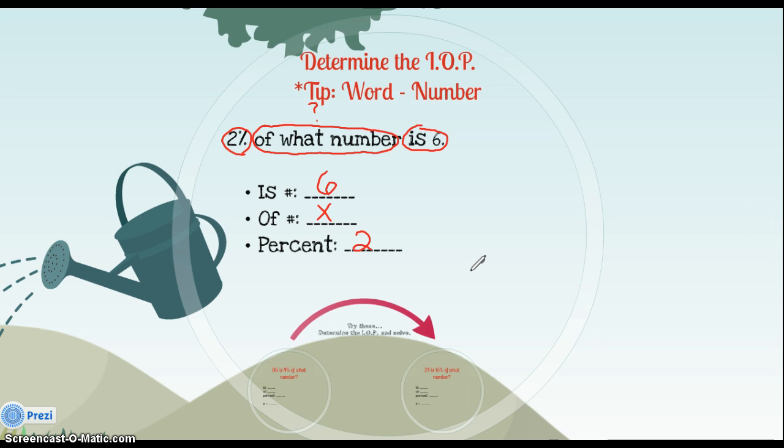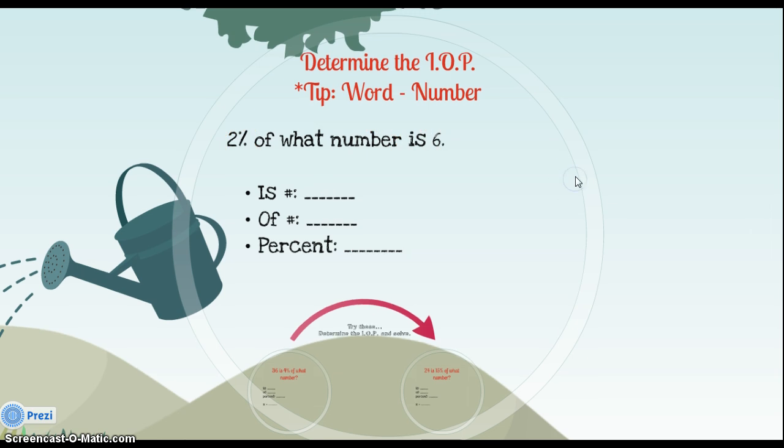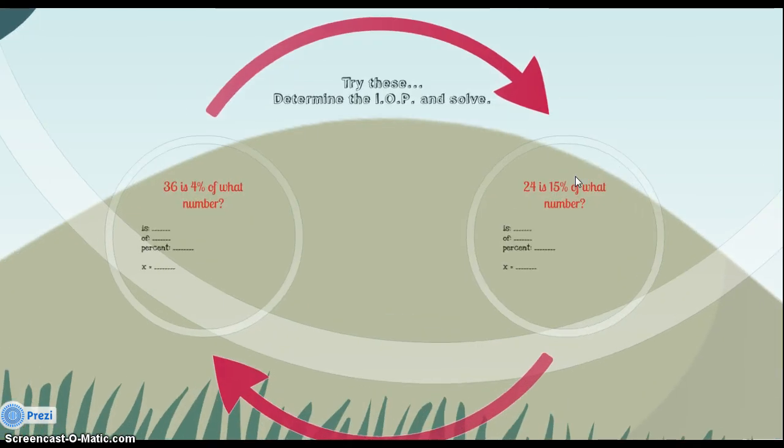So when looking for these, the first and most important thing is to make sure you know which one is which. Find the is number, of number, and the percent. If you can do that, it will make your life so much easier. All right. So before we go on, I want y'all to practice with these two. The first one says 36 is 4% of what number? And the other one, 24 is 15% of what number? Make sure you can figure out which one is the is, of, and the percent.